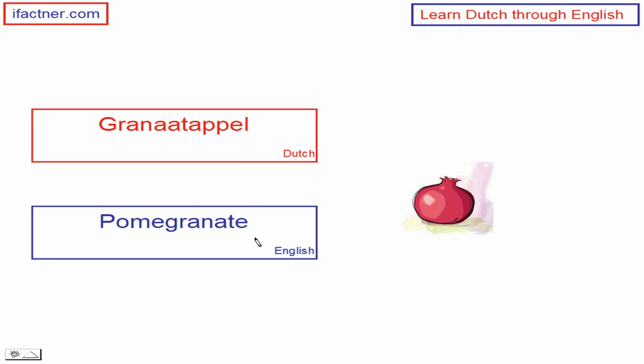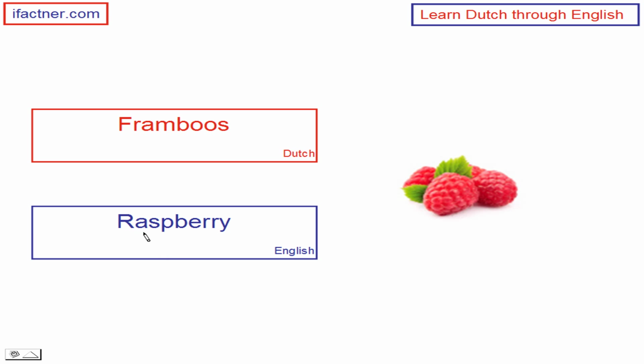Pomegranate is called granaatappel. G-R-A-N-A-A-T, granaat, A-P-P-E-L, appel, granaatappel. Raspberry is called framboos. F-R-A-M, fram, B-O-O-S, boos, framboos.